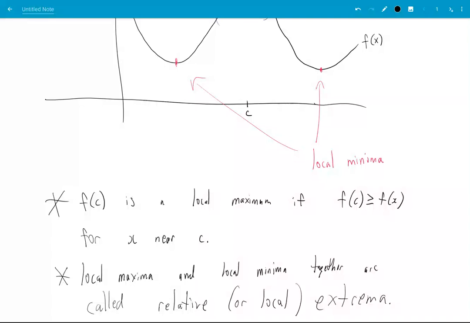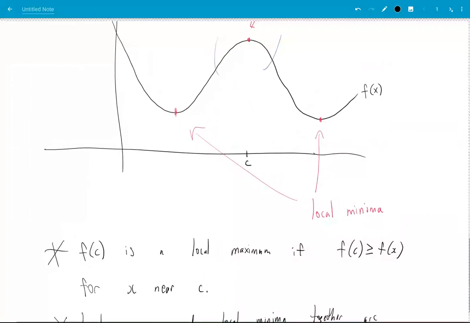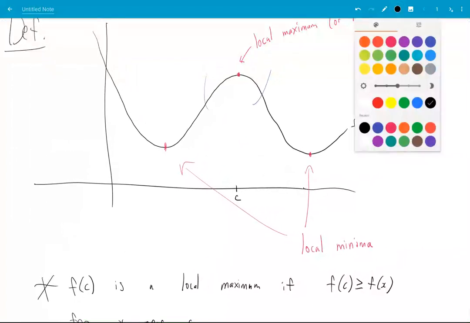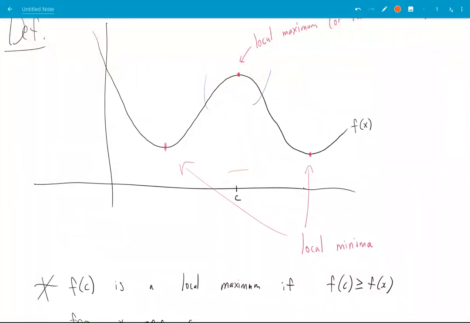Okay. One more thing about this diagram. This point C. So what's happening at C? At C, we have a local maximum. And what else do we notice? We notice that there is a horizontal tangent line, right? There's also a horizontal tangent line over here and over here. Okay, this gives us a great little method for finding maxima.